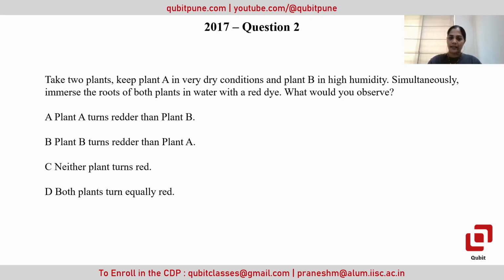Yes, option A is the correct one because this question is basically framed around understanding the rate of transpiration. Transpiration happens at the stomata, that is the water evaporation process. In dry conditions plants have a very high rate of transpiration compared to plants under humid conditions. If the rate of transpiration is very high, the water will be evaporated and the dye will remain in the leaf part. So plant A will turn redder than plant B.